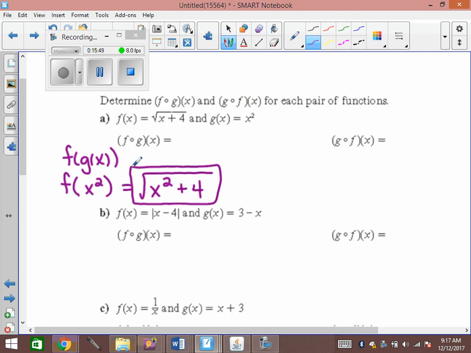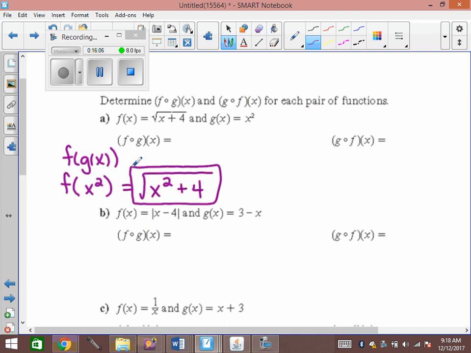X squared plus 4 has a vertex at (0, 4) and it's concave up. So with a vertex at (0, 4) and concave up, does it have any x-intercept? No. This actually has no solutions, x squared plus 4. There's no place where it equals 0. So you can't factor it. Can't break it down.